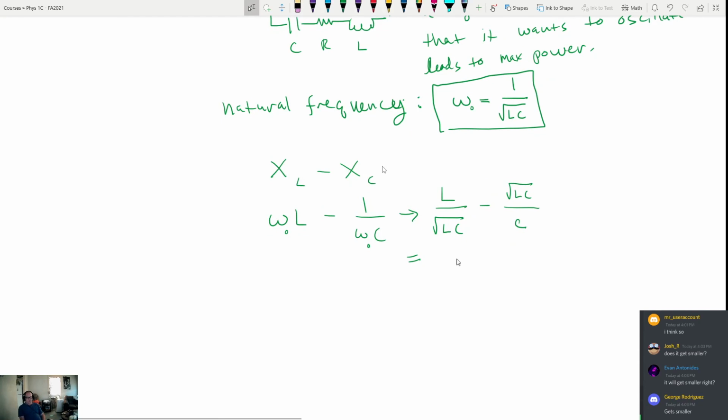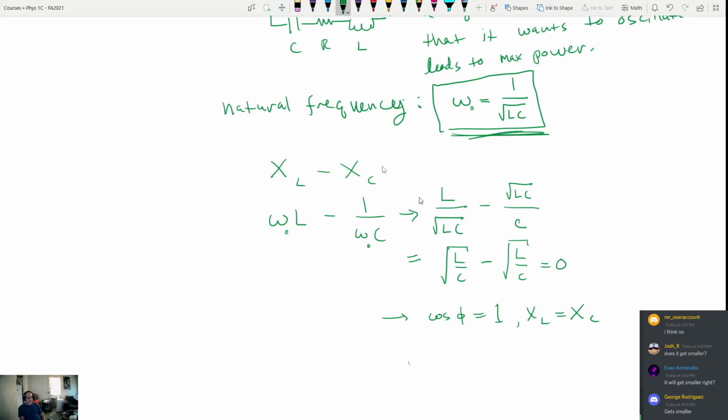Because this is going to be L over root L, like the square root of L over C, and minus the square root of C under the square root, this will also be the square root of L over C. So you end up getting 0. And this means that cosine phi is equal to 1. It means that XL is equal to XC, etc. So if you use this as your frequency, the natural frequency, then you'll automatically get these things to happen here.